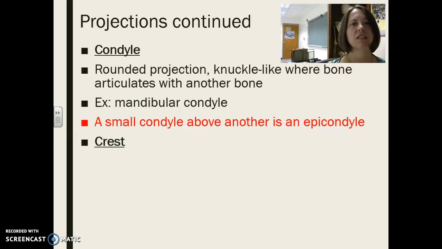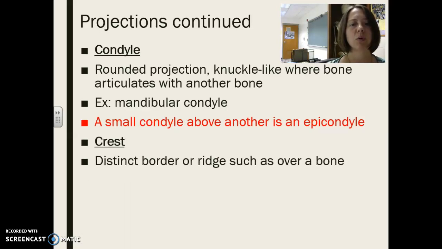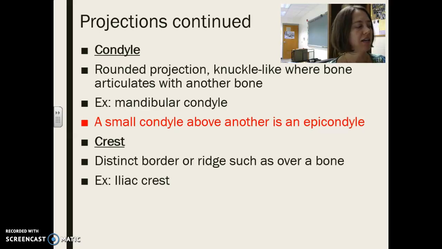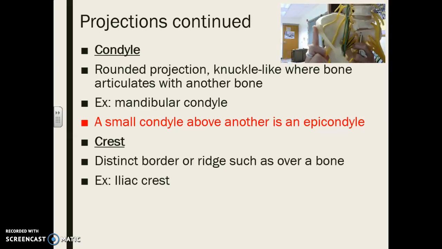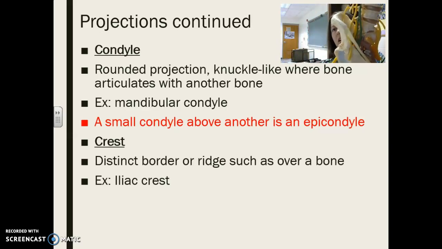Another projection is a crest, a distinct border or ridge such as over a bone. An example is the iliac crest, and the iliac crest is a crest on the ilium, which is the part of the hip bone. So you see we have the ilium, and then we have the iliac crest, which is up and over the pelvic bone.